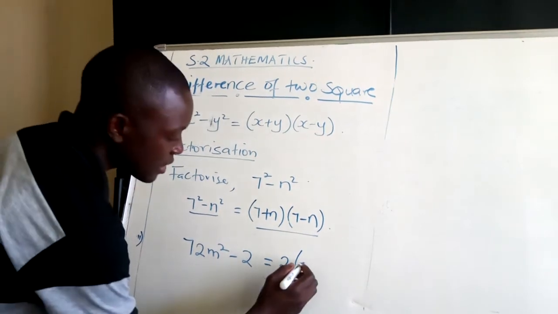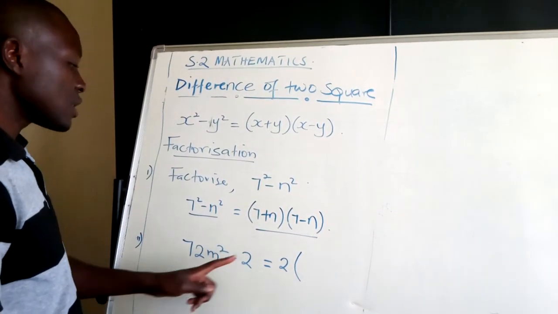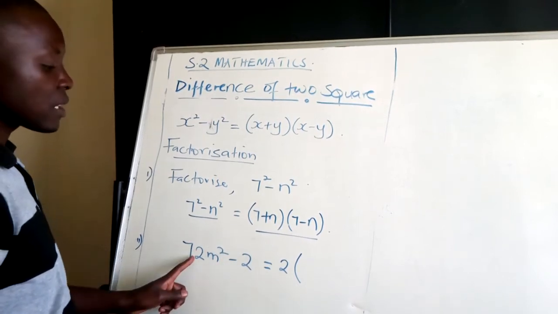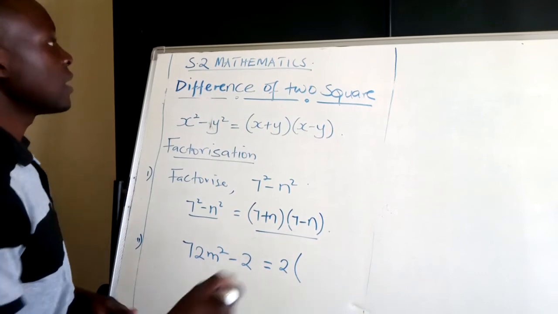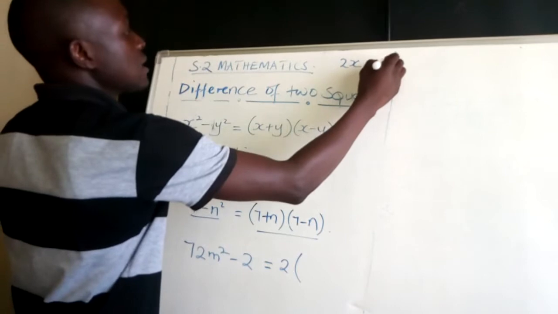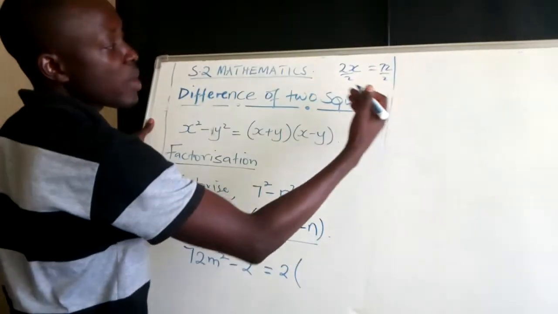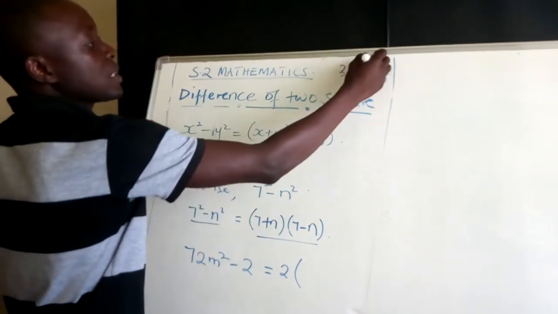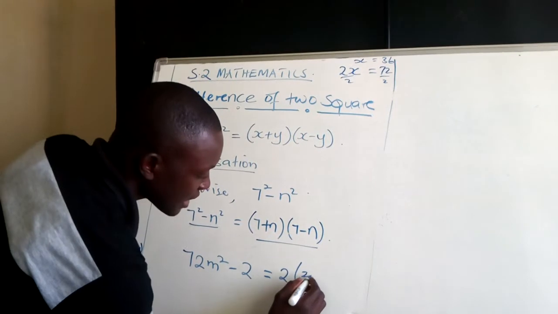Here we had 72, so we ask ourselves, what can we multiply with 2 to get 72? You get your calculators and you try and see. In short, it is 72 divided by 2, and that value becomes 36. So 36 is what stays here.